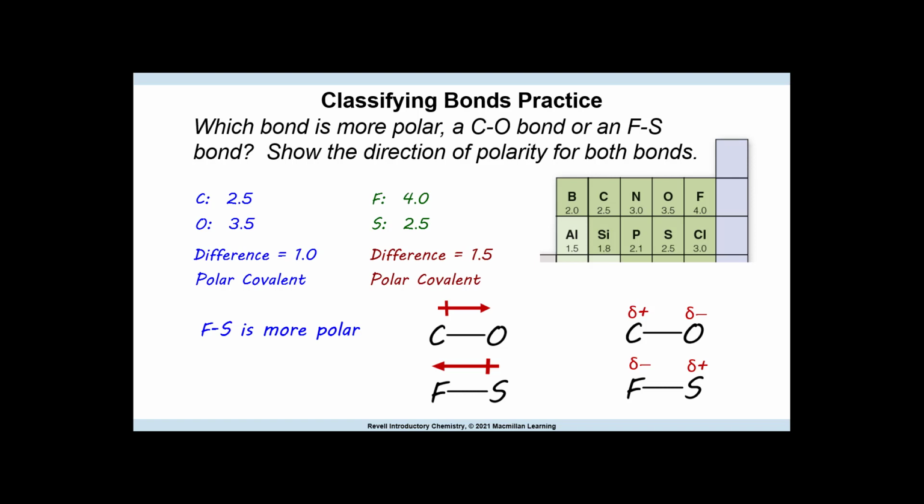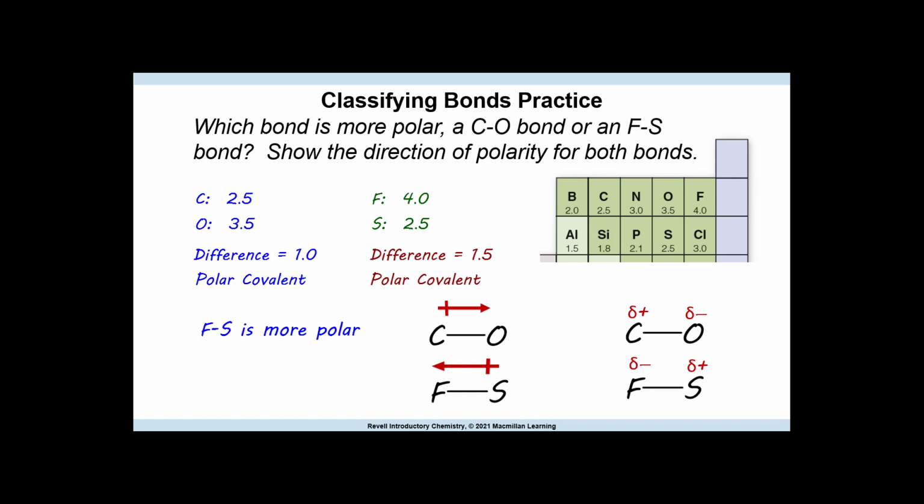Similarly, F is 4.0 and S is 2.5. The difference between these is 1.5. The bond is also polar covalent. Because the difference is slightly larger in this case, we say that the FS bond is more polar than the CO bond. The atom with the larger electronegativity has a slight negative charge, and the atom with the smaller electronegativity has a slight positive charge.